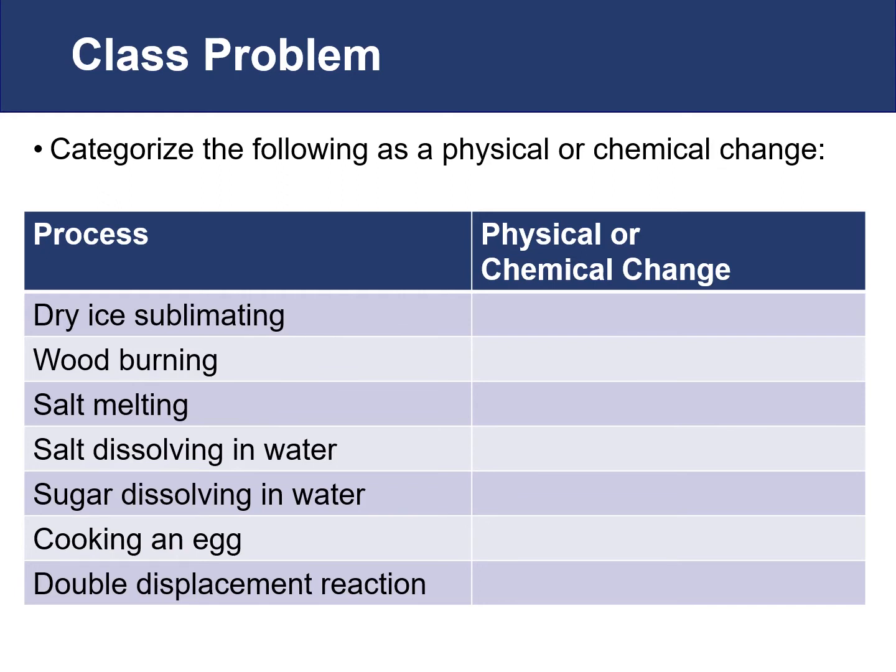Let's try the first one. Dry ice sublimating. This is the process where a solid goes to a gas. But in that process, it is a phase transition, so we are not breaking any chemical bonds. So this is a physical change.